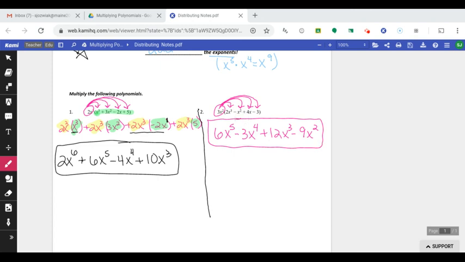Now you'll notice that the original polynomials I gave you were already in standard form and they were already simplified as fully as they could be. So we didn't have to worry about doing that. If we look at both of these examples, the answers are written in standard form and there are no like terms for us to take care of. But that's something you always want to check for when you're multiplying polynomials.